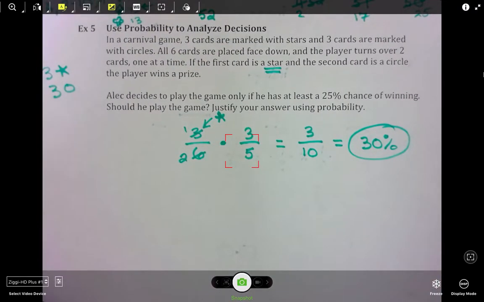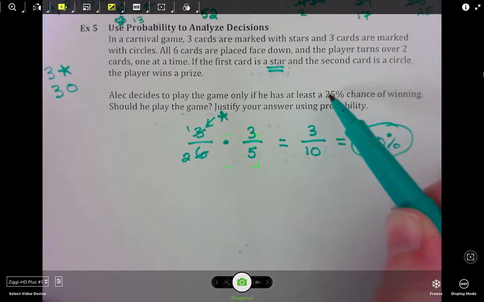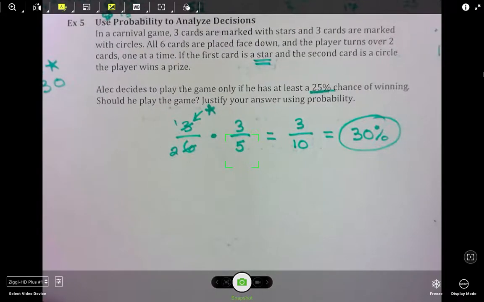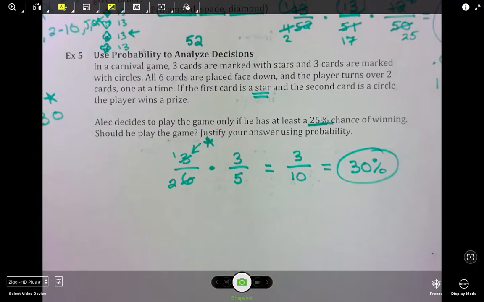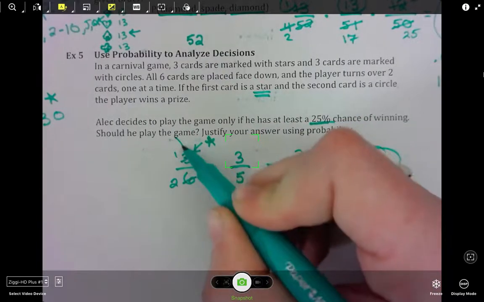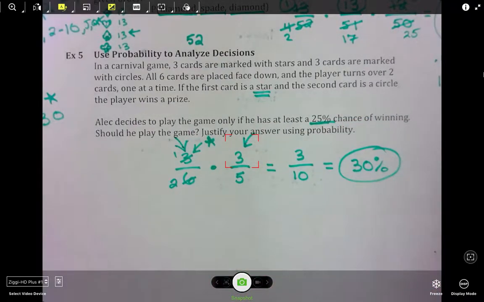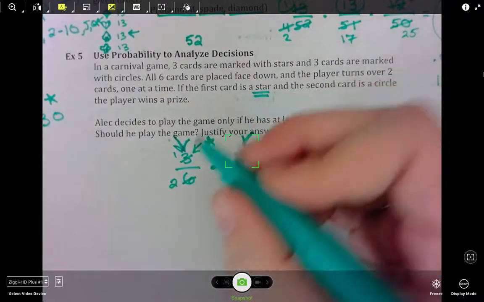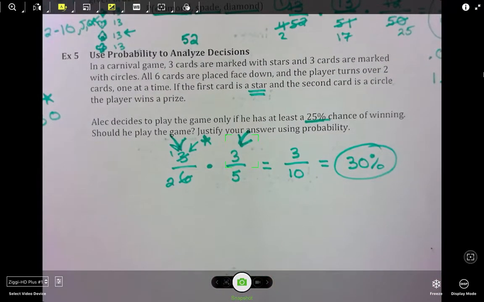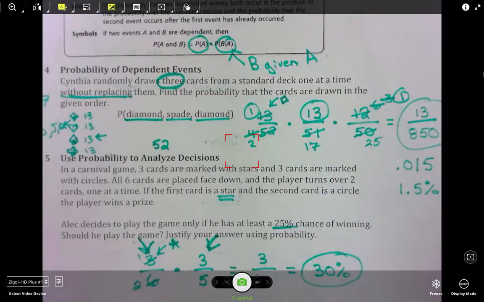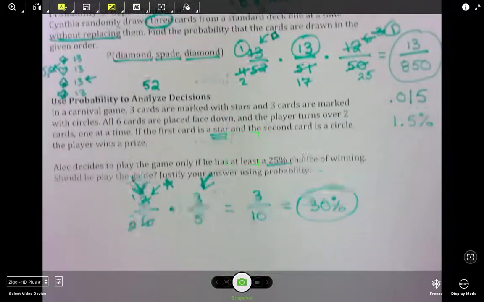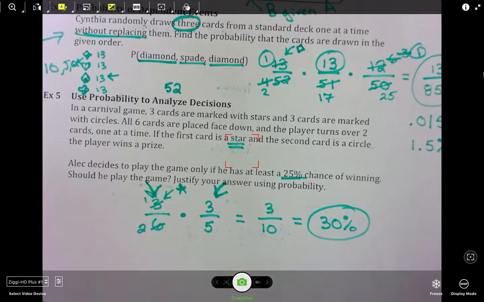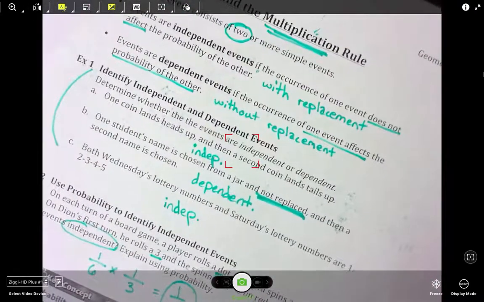So, is he going to play? Yep, he's got at least a 25% chance of winning. He's got a 30% chance, so he's probably going to play the game. Okay? So there's that. Look at each one of your events that are happening one at a time. So this is a star, this is a circle, and then you're going to multiply those probabilities together. There might be 3 of them that you have to multiply together, but just be careful when you're not replacing and all that good stuff. Okay? That's section 12.5. There you go.